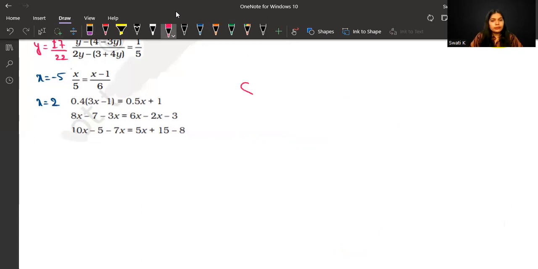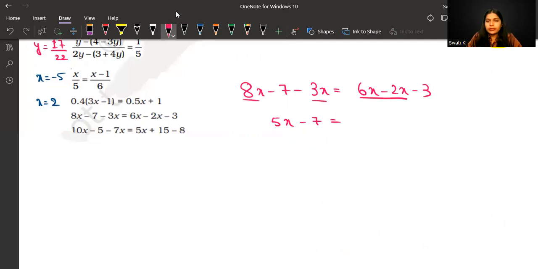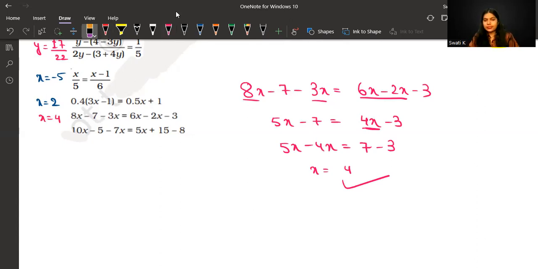It looks very simple. 8x minus 7 minus 3x equals 6x minus 2x minus 3. The very first thing, 8x minus 3x, that is 5x minus 7. Here, 6x minus 2x, that is 4x, and then minus 3. Now, this 5x as it is, shifting this plus 4x to the other side, so it will become minus 4x. And this minus 7, if you shift it to the other side, so it will become plus 7, and this minus 3 as it is. So 5x minus 4x is x, and 7 minus 3 is 4. So the value of x is 4. So x equals 4.